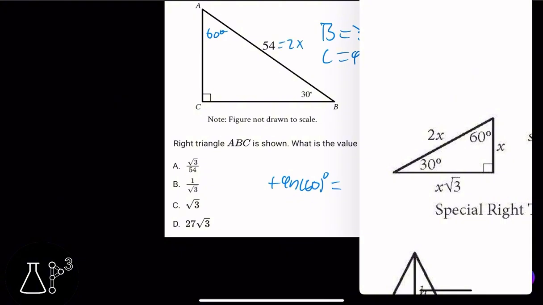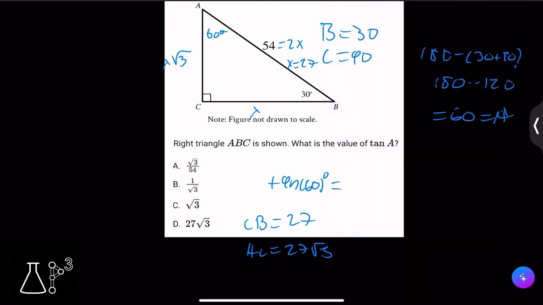And in the bottom one, in this case, it's going to be x. And then the AC is going to be x times the square root of 3. So how can I look for my x value? Well, 54 equals 2x. If I divide by 2, I'm going to get x equals 27. Therefore, CB equals 27, and AC equals 27 times the square root of 3.